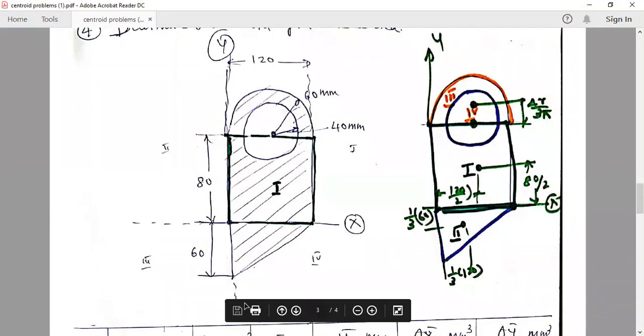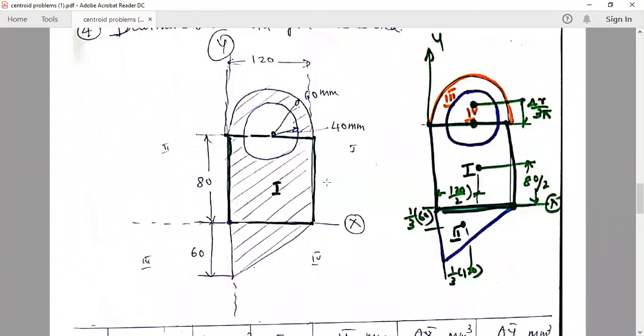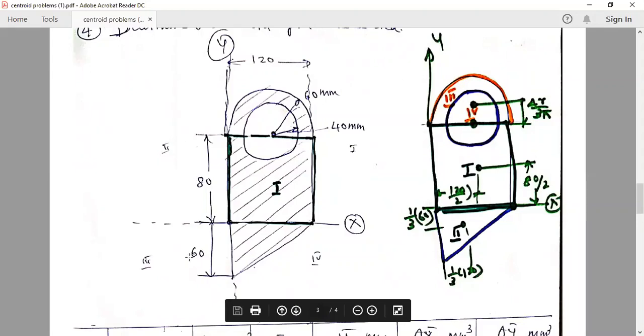First we'll see whether there is any symmetry. If I pass the y-axis exactly at the center, the left-hand portion is not the mirror image, and the same at the center horizontally. So both x bar and y bar will have to be located for this problem. There is no symmetry. Next step, how many geometrical shapes can you see in the entire composite area?